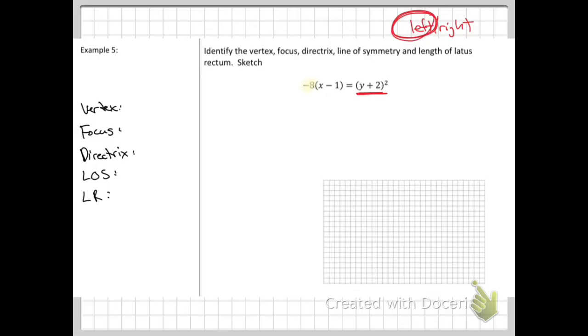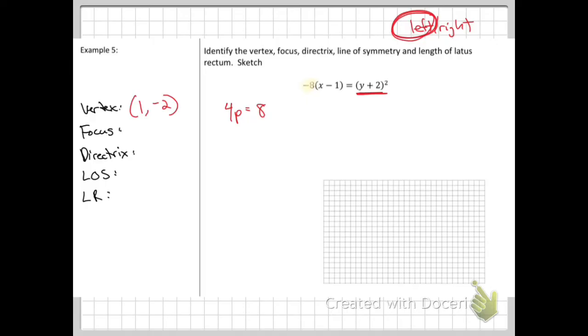Okay, vertex comes straight out of the parentheses just like before, but pay attention to where the variables are. X minus 1, opposite, gives me positive 1. Y plus 2, opposite, gives me negative 2. Okay, remember the yellow highlighted number is 4p. 4p equals 8. We don't care about the negative.